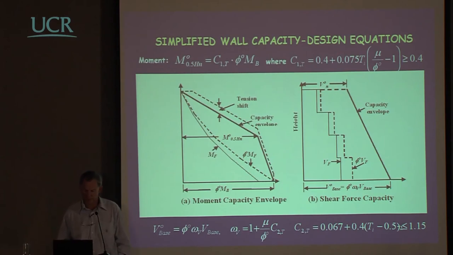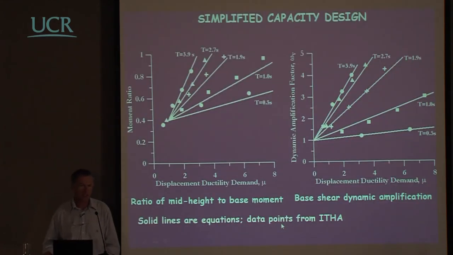We can include tension shift effects to terminate the reinforcement. And the same occurs for the shear force distribution. We can have a situation now where we define both the moments at the base of the wall, the shear at the base of the wall and at the top of the wall, as a function of the ductility demand. So the expression is shown here, where we calculate the dynamic amplification factor, which is very much larger than has been used in the past.